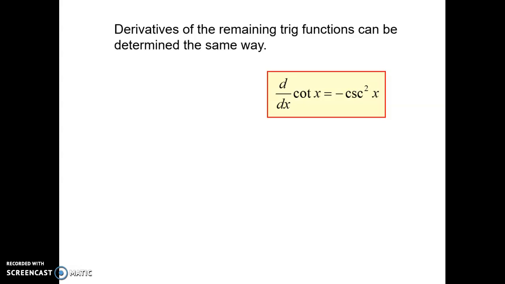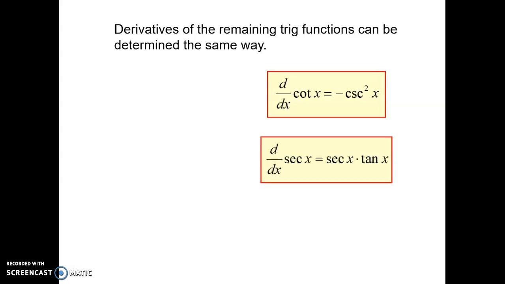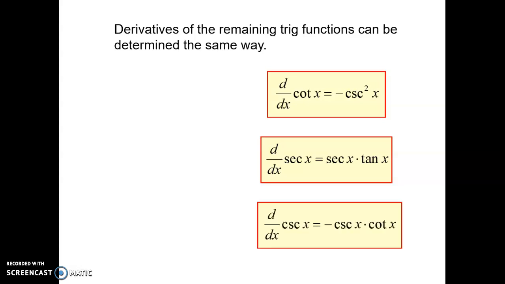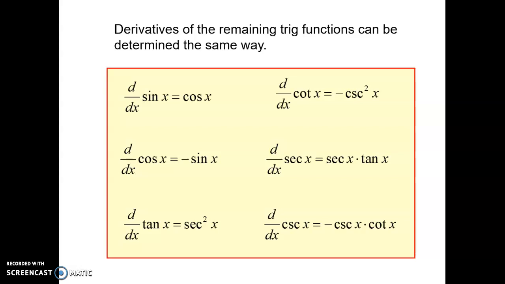So the next one is cotangent of x. The derivative of the cotangent curve is equal to the negative of cosecant squared. The derivative of the secant function ends up being equal to secant of x times tangent of x. And the derivative of the cosecant function is equal to negative cosecant x cotangent x. So all 6 rules together give us this. These are the 6 trigonometric function rules for derivatives.